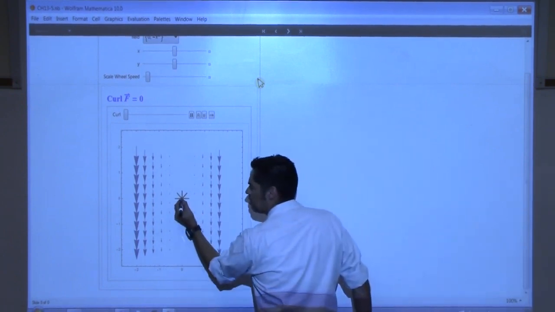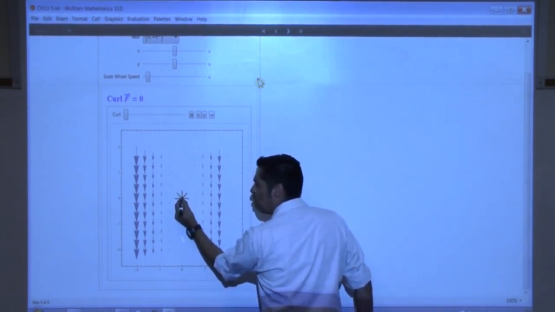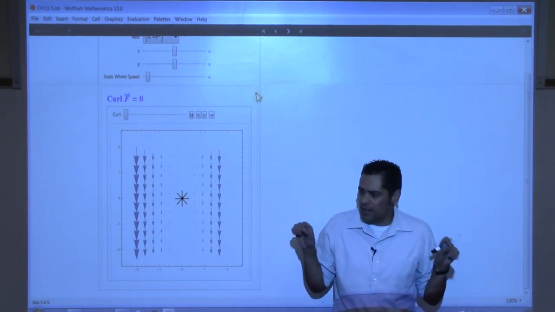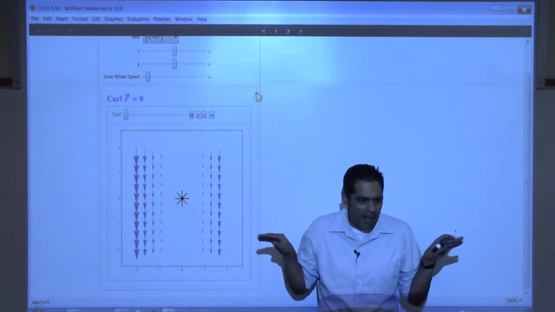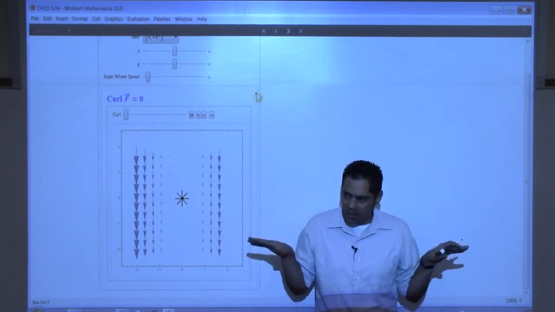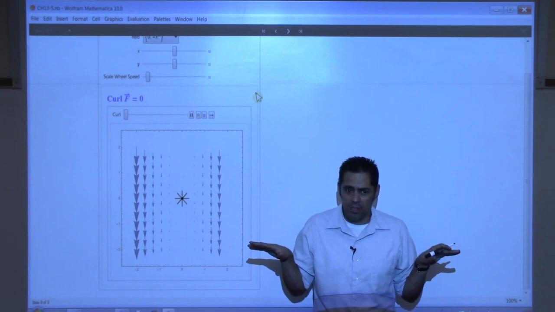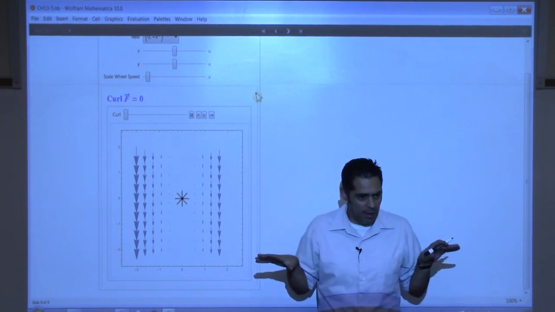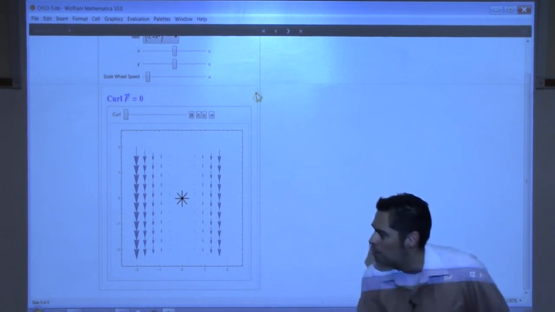So what I want you to do is imagine that we're actually looking at a point. We're looking at a single point, and imagining these infinitesimally small paddle wheels, and we just stick them out and we see what happens. If we stick them out and nothing happens, the curl is 0. Curl meaning twisting, turning. So I don't want to twist.